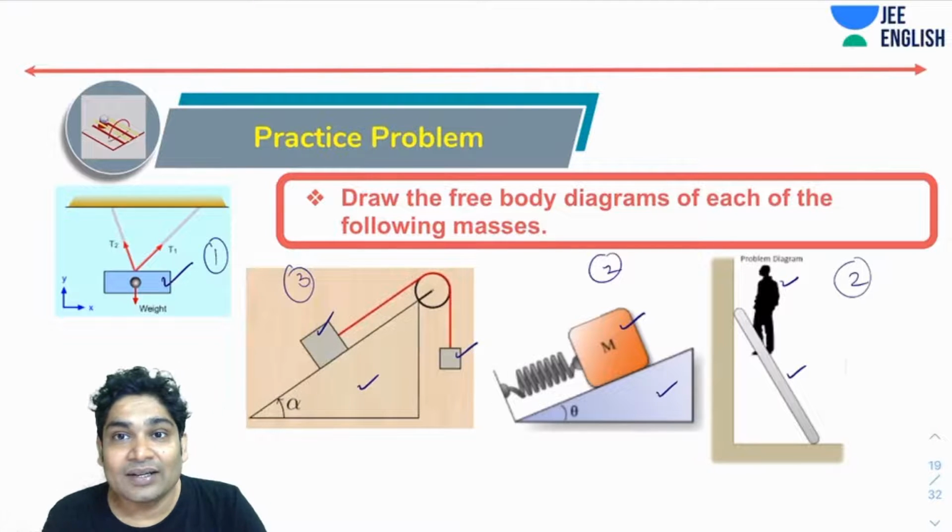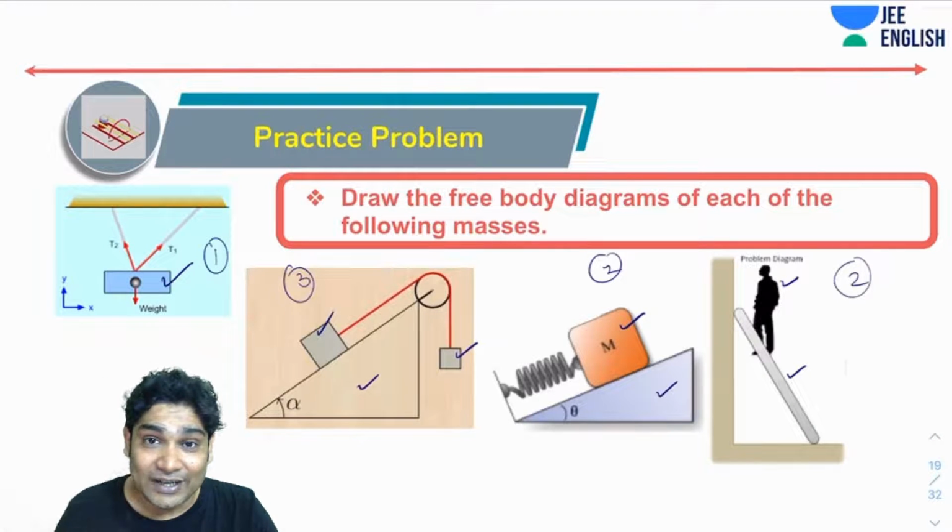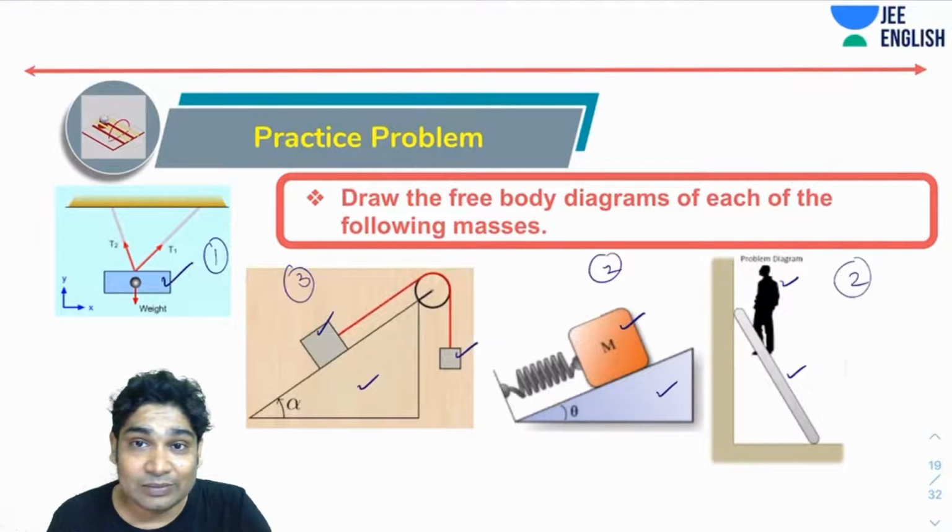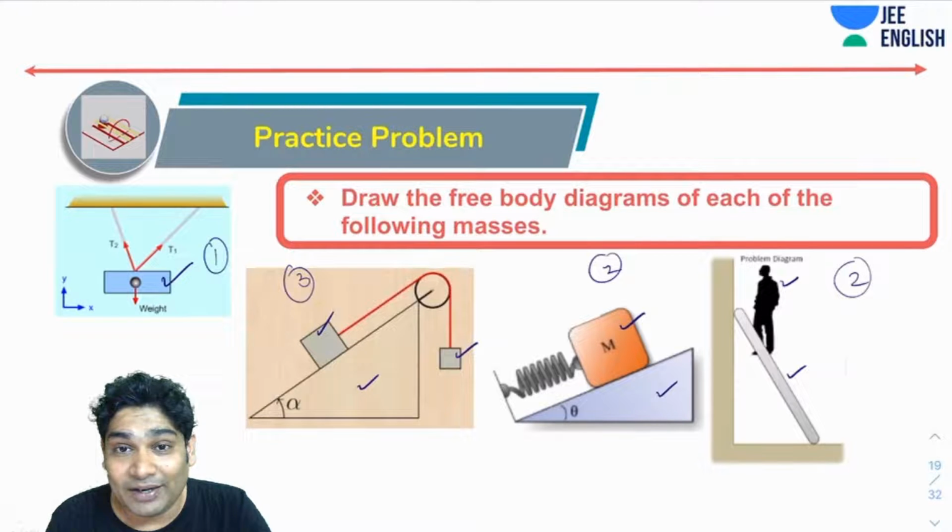Consider all pulleys and springs and strings to be ideal. Consider everything to be ideal. So please draw these. You have to make a total of 8 FBDs here. Will there be tension in the second case? You think about it. You tell me.